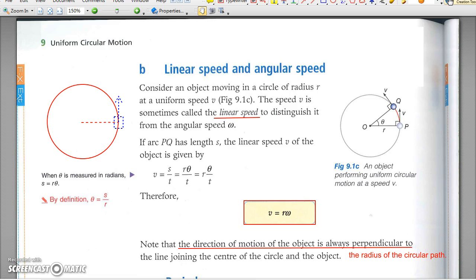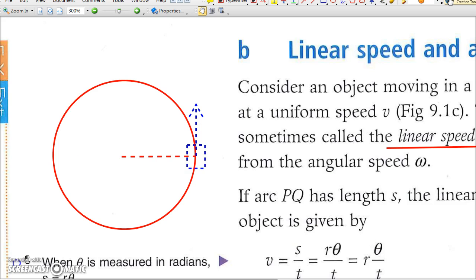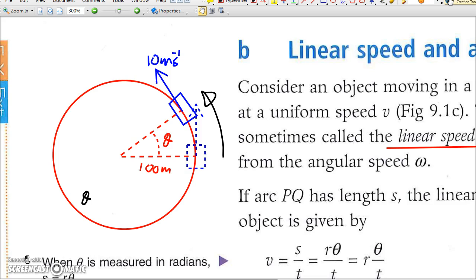B. Linear speed and angular speed. Imagine I drive at 10 meters per second along a circular track to turn around a corner. The radius of the track is 100 meters. What is the angular displacement that I will make in 2 seconds? In 2 seconds, I will travel 20 meters along the track. I should have made an angular displacement of 10 multiplied by 2, divided by 2 pi r, which is the radius, multiplied by 2 pi.